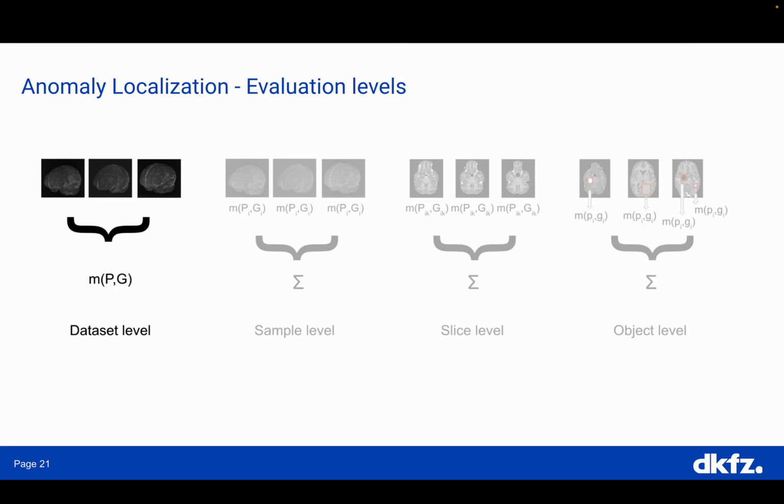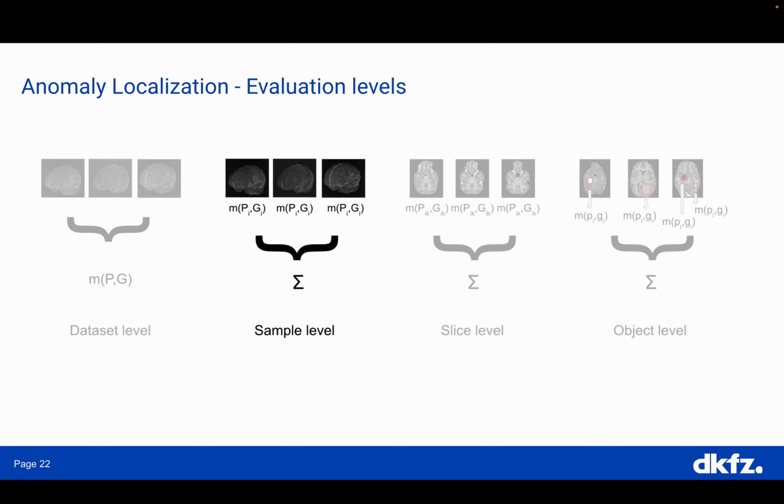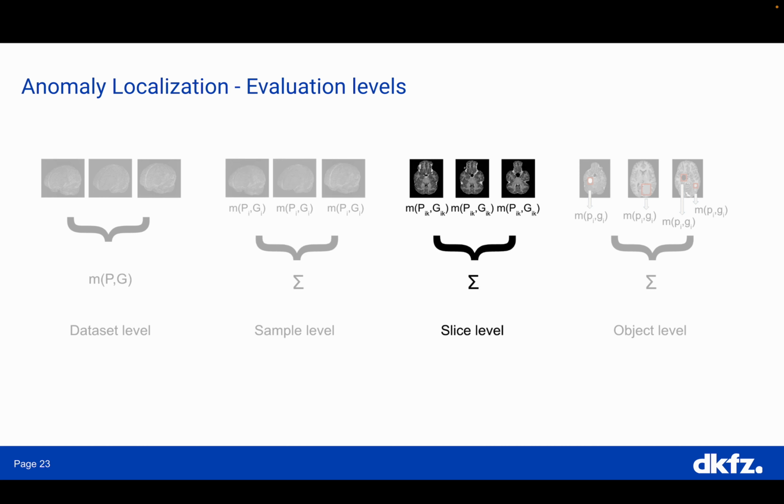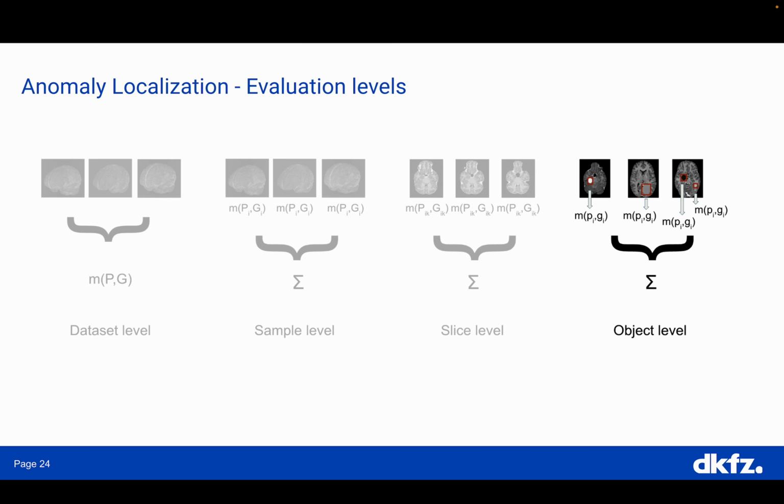You can also do that on a sample level, where for each sample you calculate a metric and then aggregate the metric to get the score of the dataset. You can go one step further, probably due to historical reasons, and do that on a slice level, as often scans were processed in a 2D slice-level manner. And lastly, especially for the object detection metrics, you can do that on an object level, and for each object calculate a metric and then aggregate them for the final score.